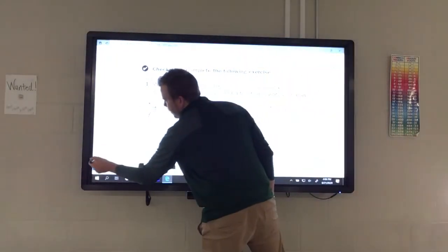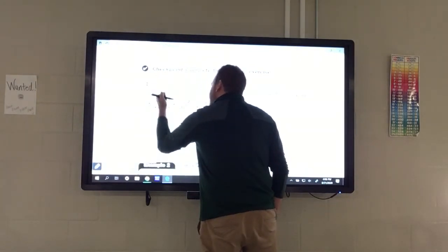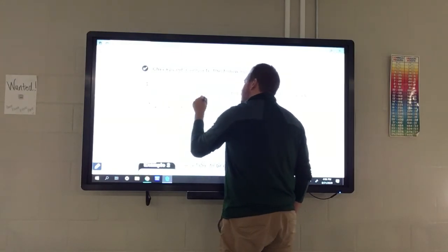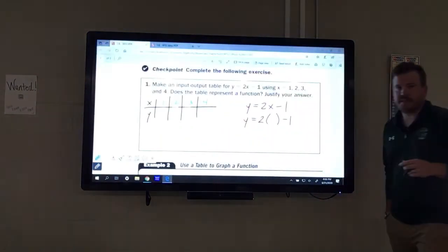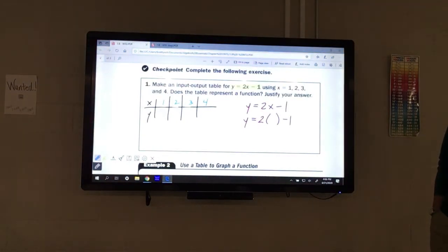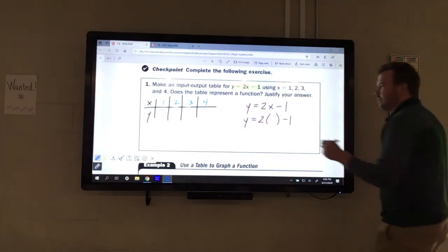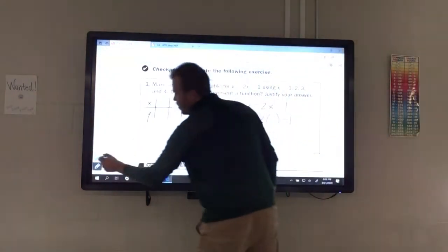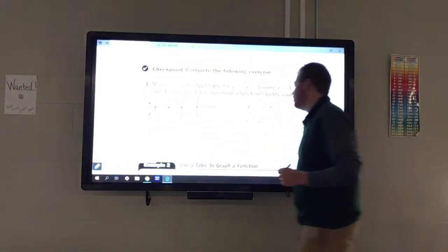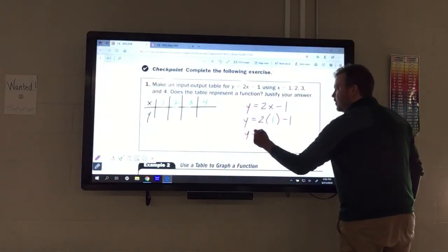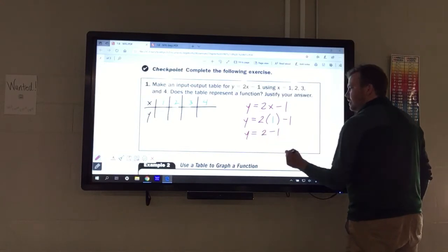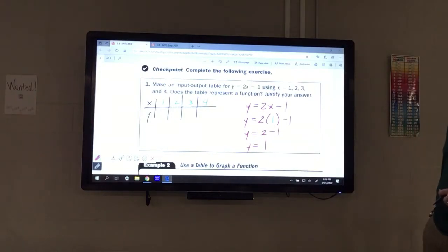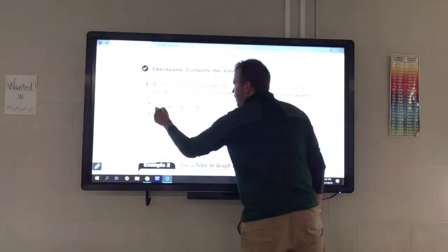The first x value I have, let's actually make these a little different color. You know how I like to color code stuff. There we go. So we'll make our x values that light blue color. First x value I'm going to plug in is 1. So we plug in 1 for x. And now we need to evaluate using our rule to find y. So y is equal to 2 times 1 is 2 minus 1, which gives us y is equal to 2 minus 1 or 1. So what that tells me is when x is 1, y is 1.